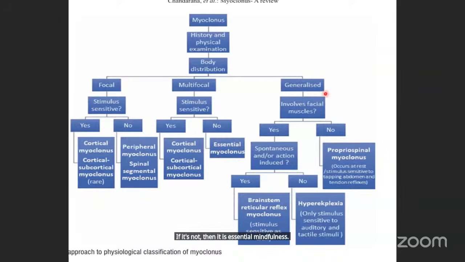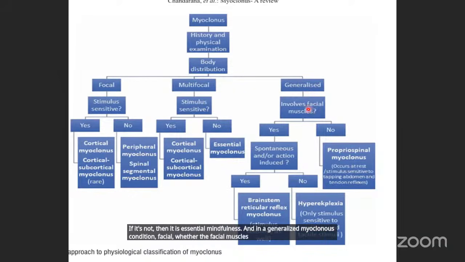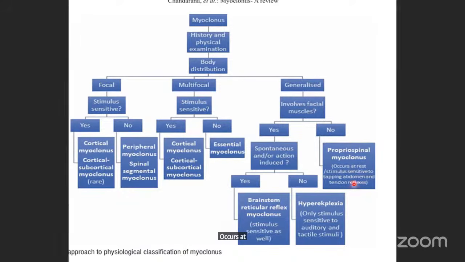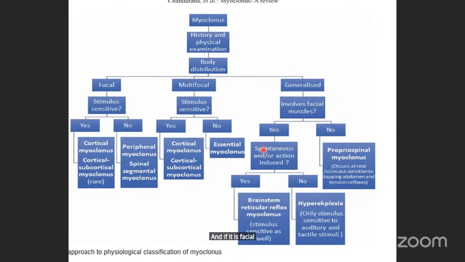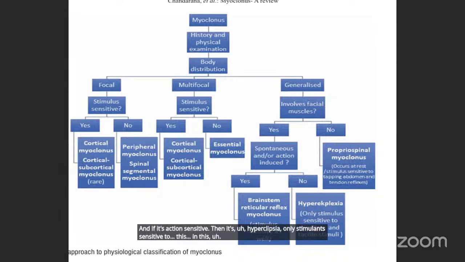And in generalized myoclonus, whether the facial muscles are involved or not. If they're not involved, it's propriospinal myoclonus, which occurs at rest and is stimulus sensitive, for example to tapping the abdomen or tendon reflexes. If the facial muscles are also involved, is it spontaneous or action induced? If it's spontaneous, we have to think of brainstem reticular reflex myoclonus. If it's action sensitive, then it's hyperekplexia, which is only stimulus sensitive, mainly to auditory and tactile stimuli.